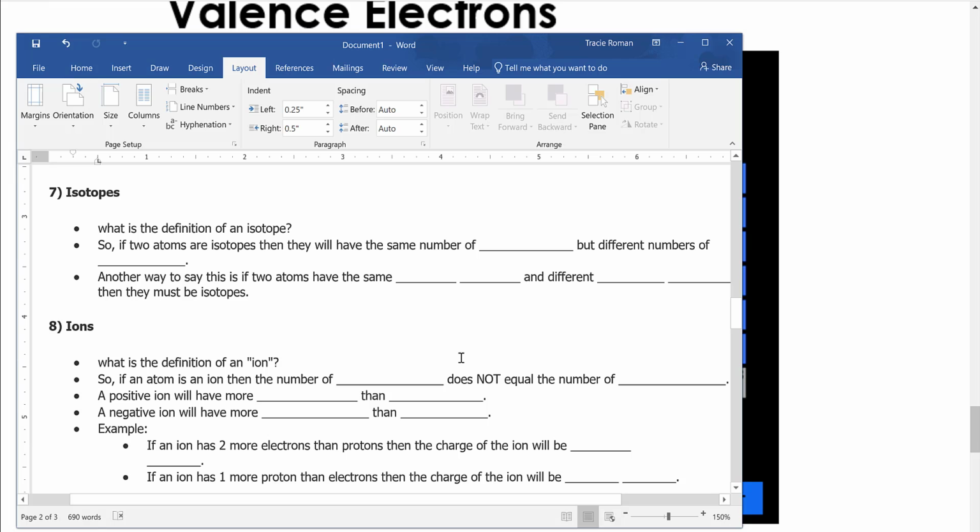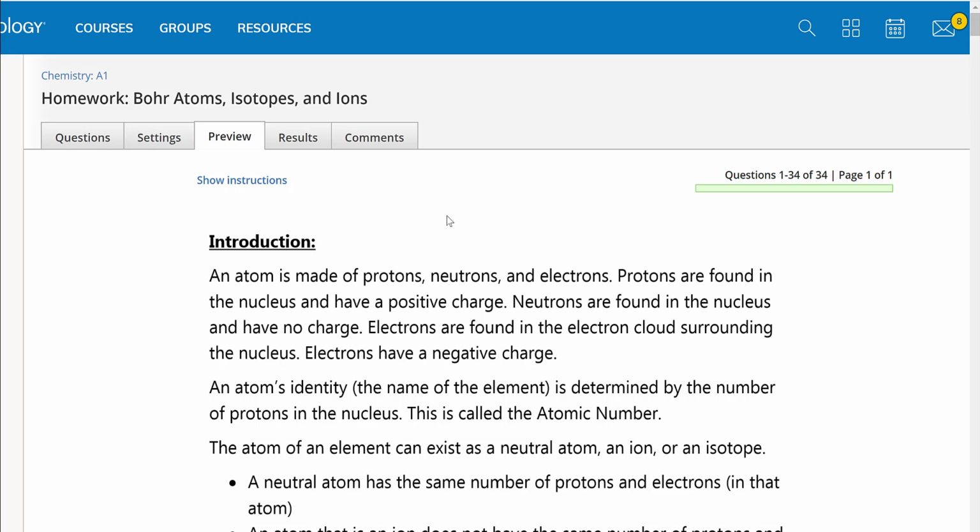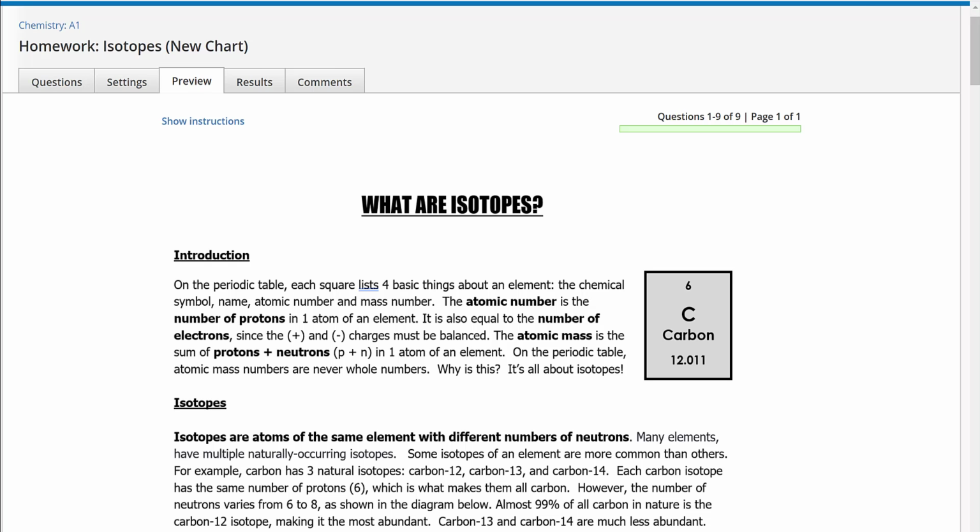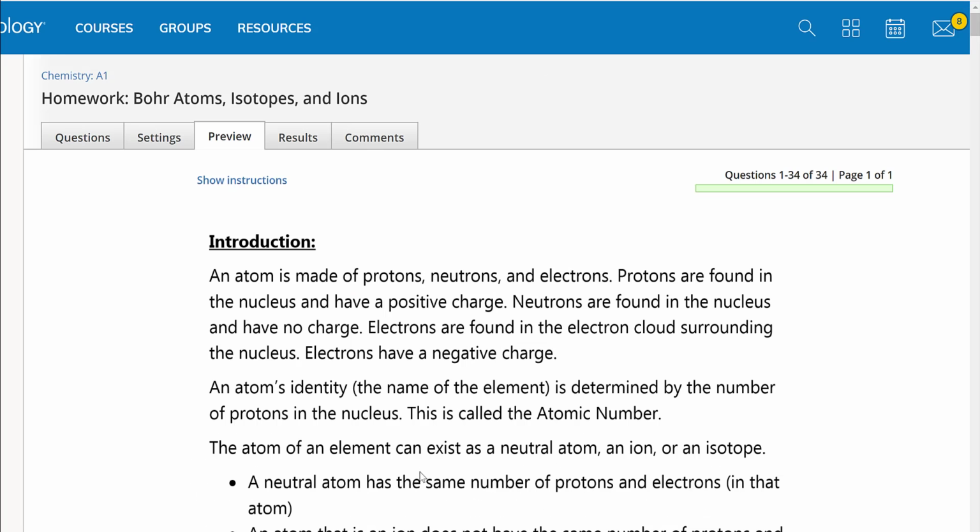Isotopes and ions. So we did a few homework assignments covering this information. The homework assignment that is called Bohr atoms, isotopes, and ions, and then also our isotopes new chart homework assignment. Both covered this information.